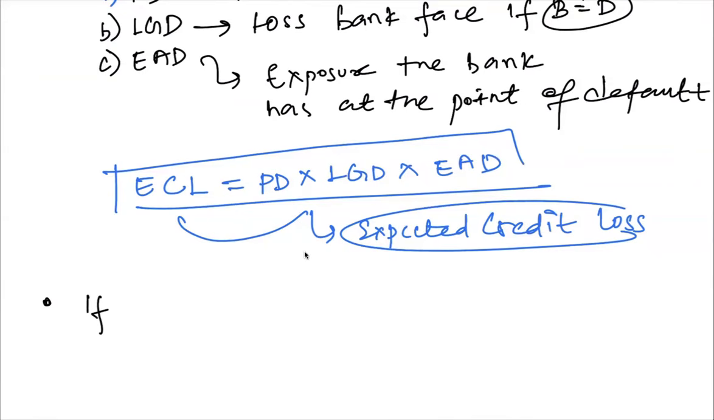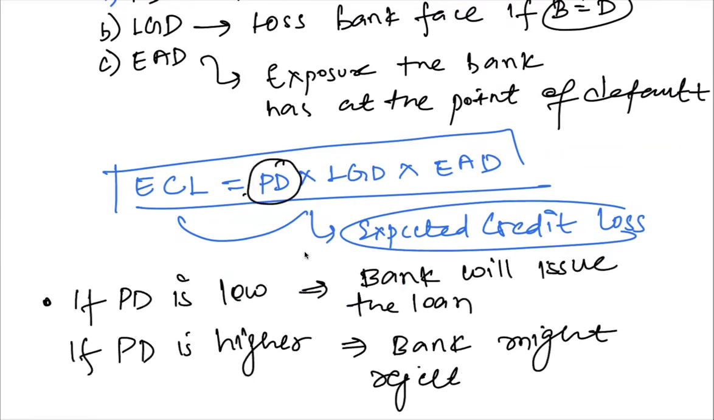One more thing is, how will the bank know whether they have to give you the loan or not? This is based on the probability. If the probability of default is low, the bank will issue the loan. If the probability of default is higher, the bank can choose to reject the loan. Is the fundamentals clear? Please tell.